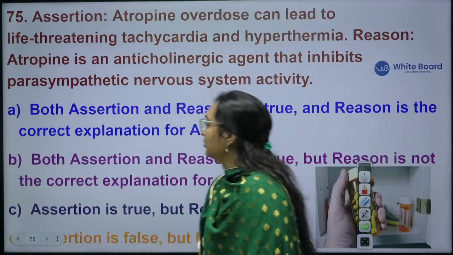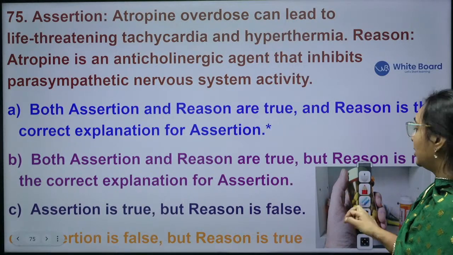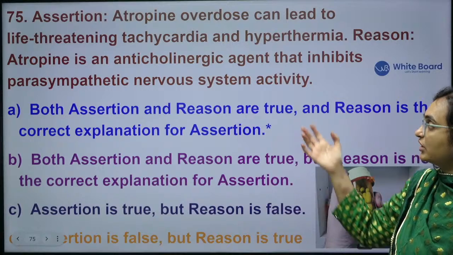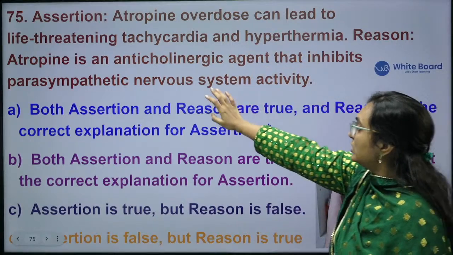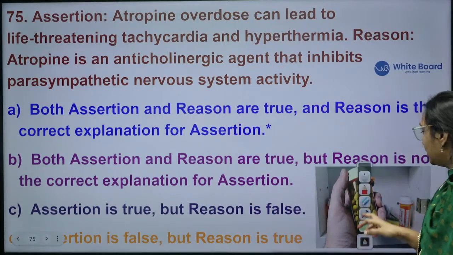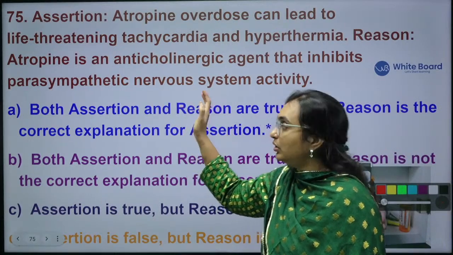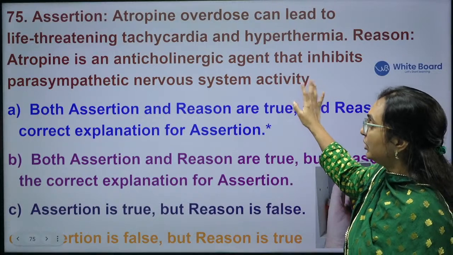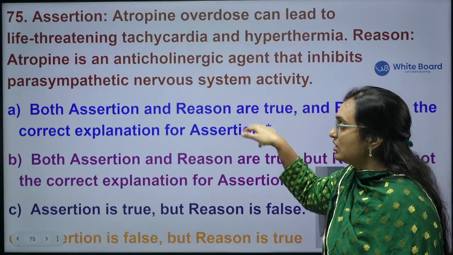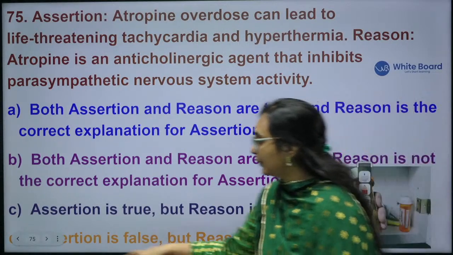Next question. Assertion reasoning type. Atropine overdose can lead to life-threatening tachycardia and hyperthermia. Yes, the effects of atropine poisoning include tachycardia. Then the reason is that atropine is an anticholinergic agent that inhibits the parasympathetic nervous system. Anticholinergic agent, antimuscarinic agent, atropine. That's why it shows its effect on the parasympathetic nervous system, which leads to conditions like tachycardia and hyperthermia. That's why A is the correct explanation for R. Answer is A. Next question.